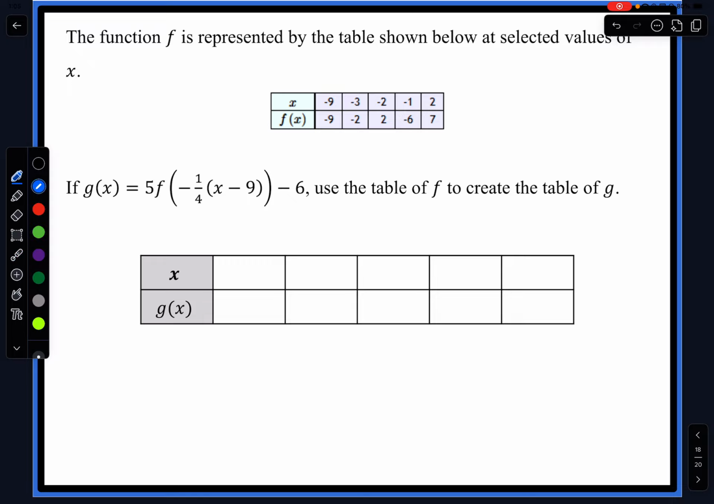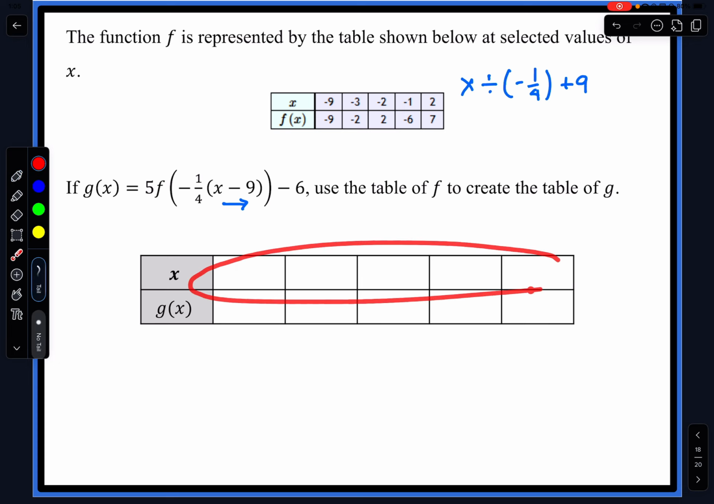So here our x values will be divided by this scalar of 1/4. And to do the reflection, I'm going to put the negative sign there so I can do it all at one time. And the shift of minus 9 is going to move everything in the positive direction, so we're going to add 9 to the values. To get these 5 numbers here, we're going to do these two operations to our current x values of f.